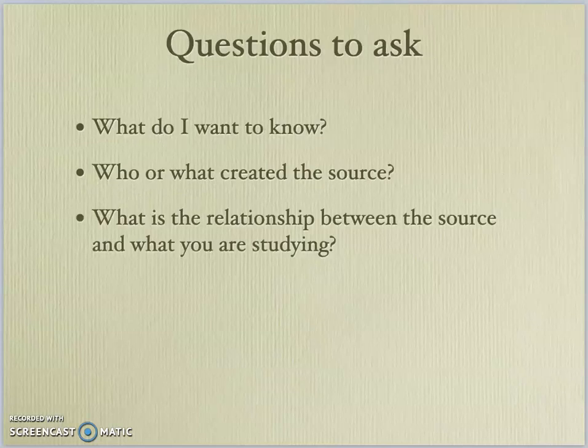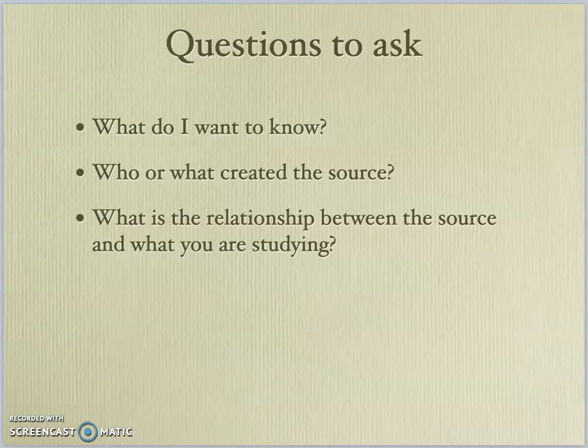So these are some questions that we can ask to help us know if what we are looking at is a primary or a secondary source. Questions that we want to ask ourselves are, what do we want to know about? We have to know what we are studying and what we want to know about. Who or what created the source? And what is the relationship between the source and what we are studying? Those are three really important questions that we need to ask ourselves to help us understand whether or not what we are looking at is a primary or secondary source.